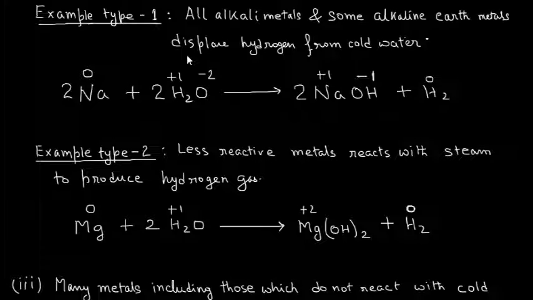Example type 2: less reactive metals react with steam to produce hydrogen gas. For example, magnesium plus 2H2O gives magnesium hydroxide plus hydrogen. Here magnesium displaces hydrogen from the steam.